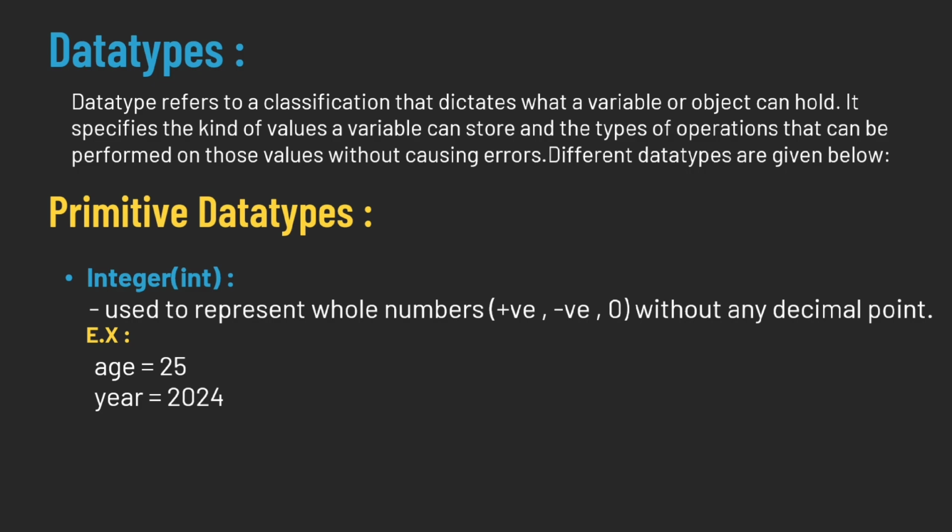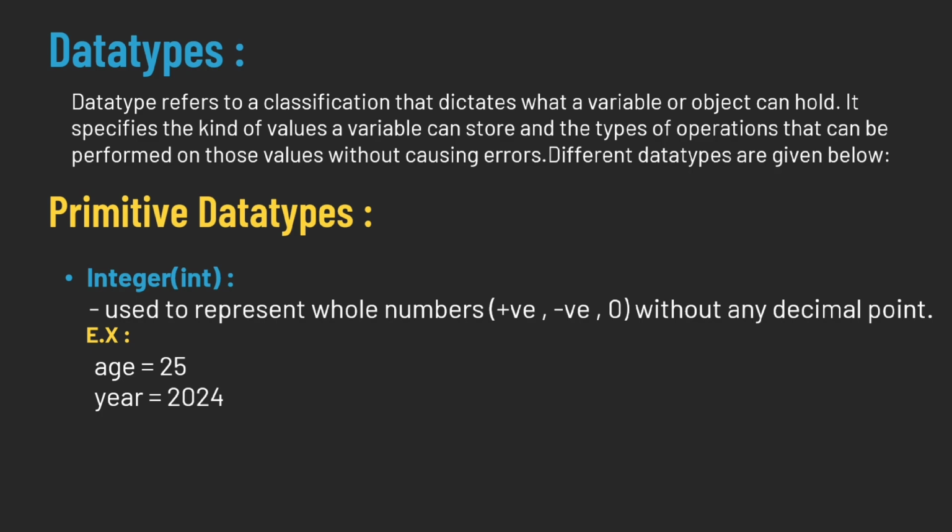Let's talk about data types in programming. Imagine you have different types of containers to store things. Similarly, in programming, we have different boxes to hold data. These boxes are called variables, and each variable has a data type that defines what kind of value it can store. Here are some primitive data types.